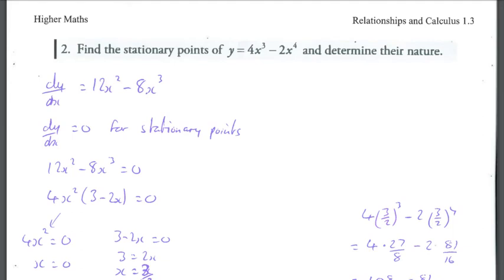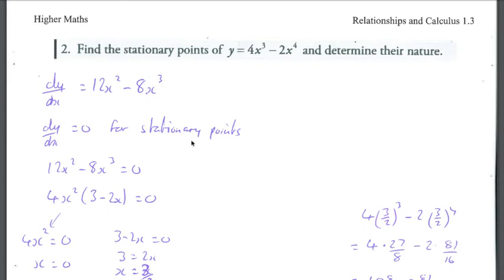So another example on stationary points. Find the stationary points of y equals 4x cubed minus 2x to the power 4 and determine their nature. So first step, differentiate. So dy dx equals 12x squared minus 8x cubed. Step 2, set dy dx equals 0.